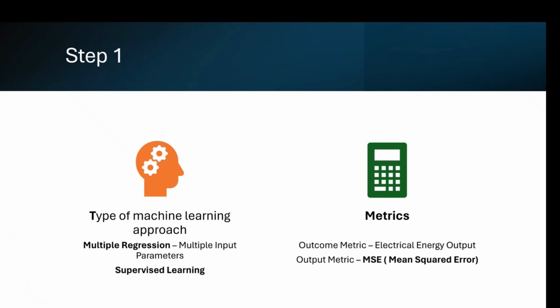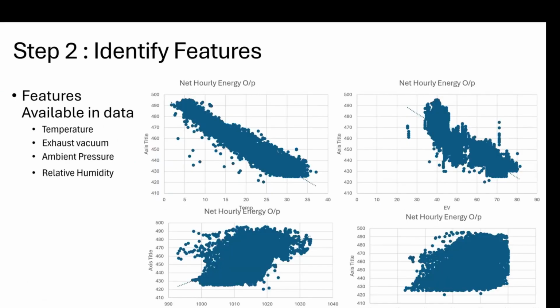The second step was looking at all of the features. As I said, we had 5 data points. Four of the data points I used as features, which are temperature, exhaust vacuum, ambient pressure, and relative humidity. I tried to do a plot to help visualize better. On the y-axis, we have net hourly energy output, and the x-axis had all of these features.